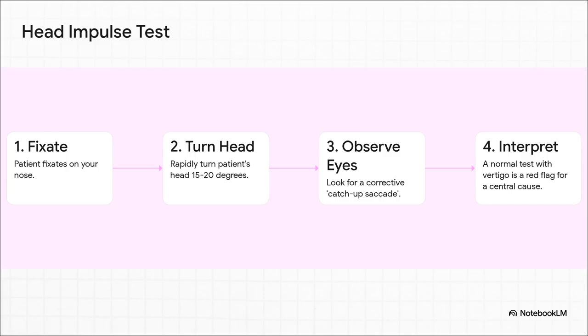When you turn the patient's head and their eyes have to make a little jump to get back to your nose, that's called a catch-up saccade. It's actually a really good sign. It points right to a peripheral problem. But here's the part that messes people up. A normal test, where the eyes stay perfectly locked on your nose, is a massive red flag in a patient who is actively having vertigo. Why? Because it tells you their inner ear reflex is working just fine. So if the reflex is intact but they're still spinning, the problem has to be somewhere else. It has to be central.